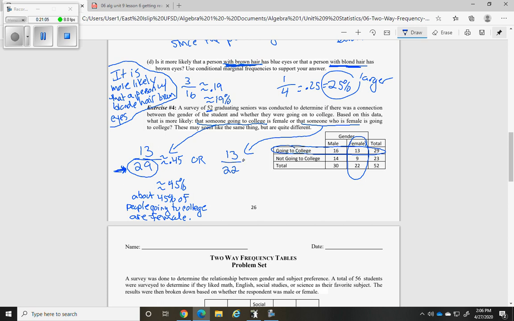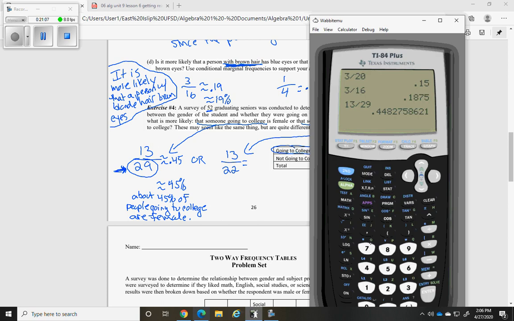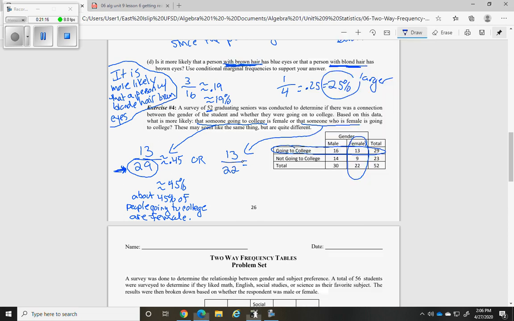And if I were to change this 13 over 22, it's about 0.59, which is 59%. If I wrote that in a sentence, I would say about 59% of females go to college.